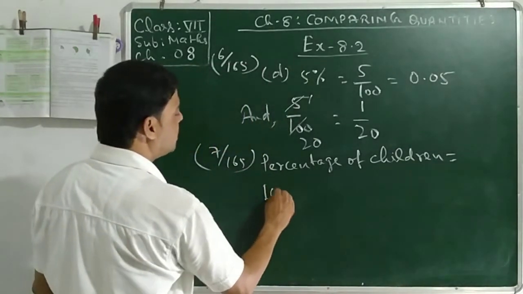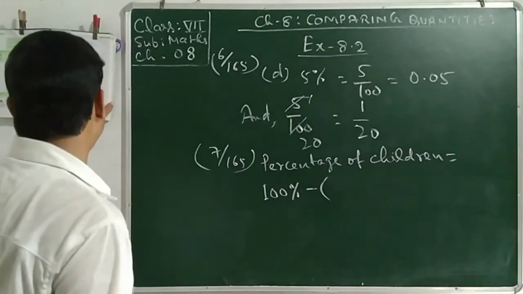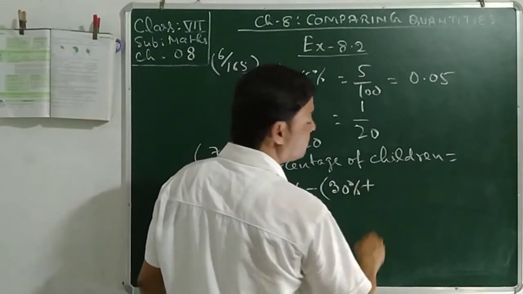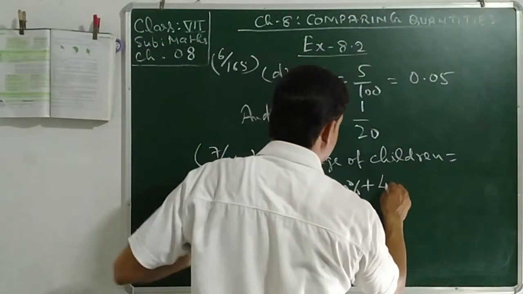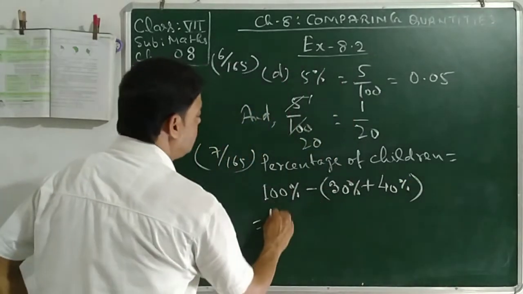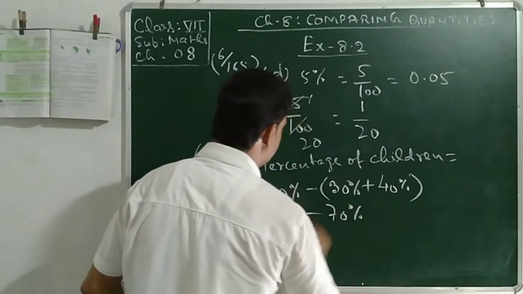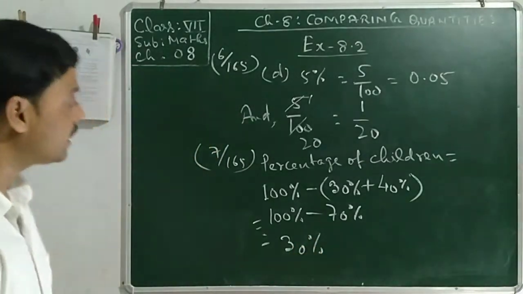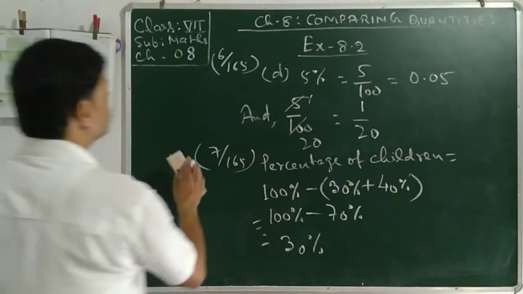See, percentage of children equals 100% minus the percentage of female, 30%, plus percentage of male, that was 40%. Take the sum of 30% and 40%, you will get 70%. So 100% minus 70%, it's 30%. It was nothing but simple subtraction. Complete it. Now proceed to the 8 number.